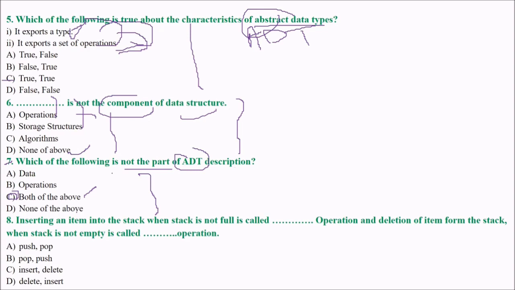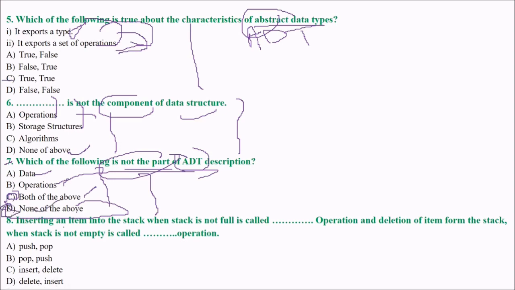Let me tell you this, the answer is not this. Why am I taking both of the above? Which is not the part of ADT, it should be D, none of the above. Because what I am trying to tell you is, data and operation, they both are part of ADT description. ADT is actually the user view. Why is it abstract data type? Because it doesn't tell you what is happening inside. The user says, okay, I want to add or remove from one end and the other end. This is what he is aware of. So this is not the implementer view. So data and operations, they both are the ADT description. So we'll take the answer as D.